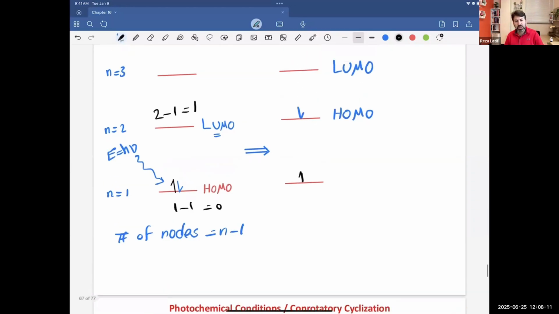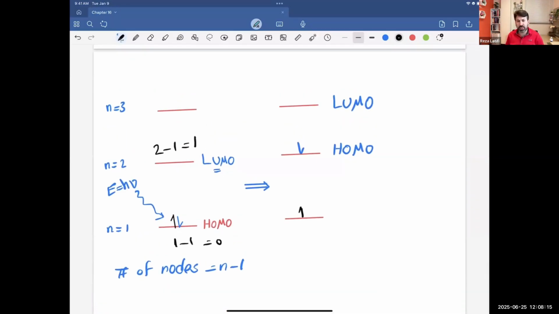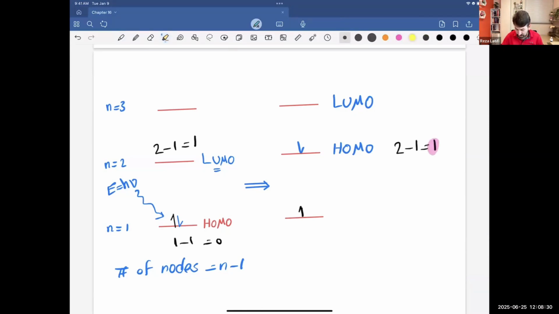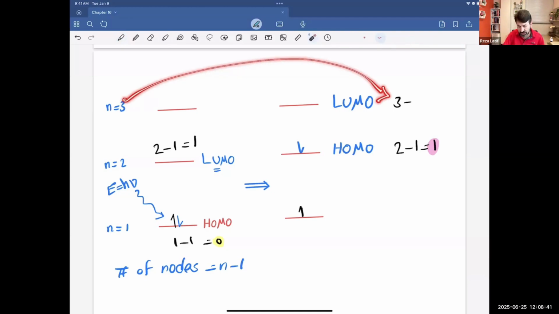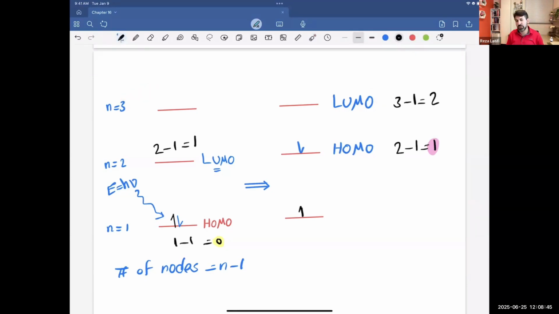Now on the right side, we sent the electron to a higher orbital, and that's going to be the second level of energy. So our HOMO on the right side is sitting on the second level of energy. So I go 2 minus 1. This time I have a node. Before, I didn't have any node for the HOMO. And how about the LUMO? The LUMO used to have only 1 node. Now we say 3 minus 1, because it belongs to the third level of energy. That's going to give me 2 nodes, whereas before I had only 1 node. So whenever we send the electron photochemically to a higher orbital, we are also increasing the number of nodes. That's going to change the stereochemistry of the product, and this is going to be the subject of our lecture.